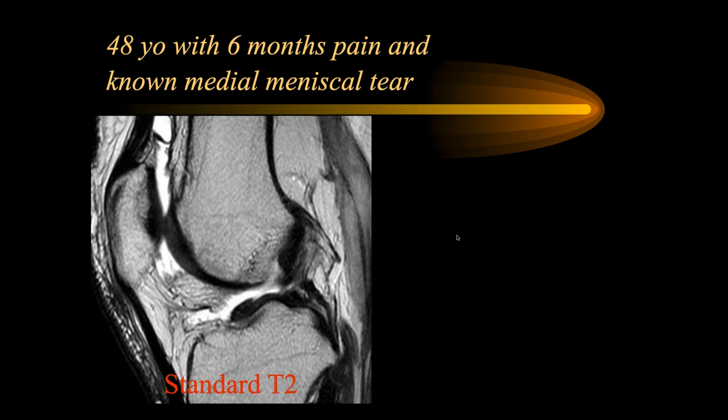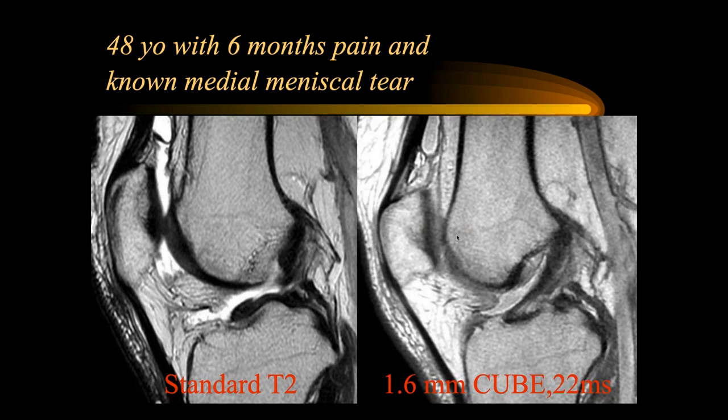Ashu, what do you think of this case? So, 48-year-old with 6 months of pain and known medial meniscal tear. Just looking at the cartilage here. Looks like, okay, so the ACL is intact. I think we're looking at the patellofemoral articulation. It looks a little swollen.